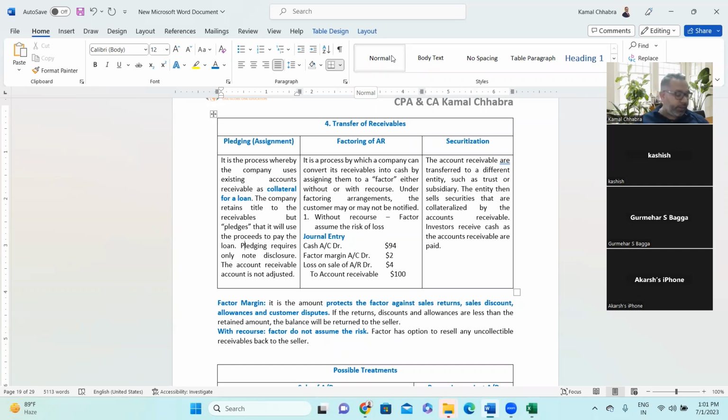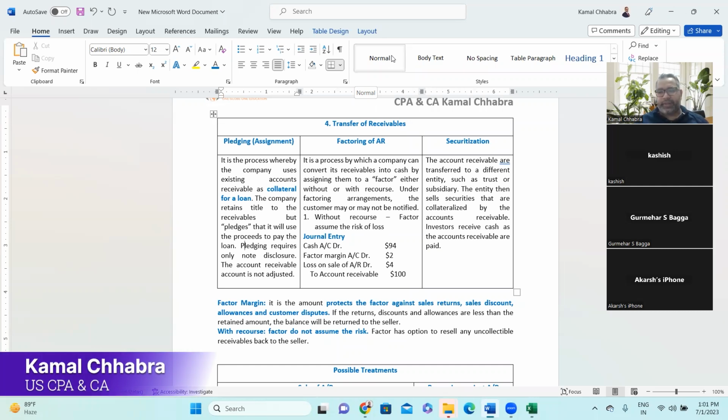Second is factoring. Have you heard this term before? Factoring? Yes, sir. Last class we discussed it a little bit. Factoring is basically when the company gives its AR to a factoring agency, which will then recover it. They will charge a factoring commission and pay you the amount of your AR reduced by that commission, and then it is their responsibility to collect from the AR.